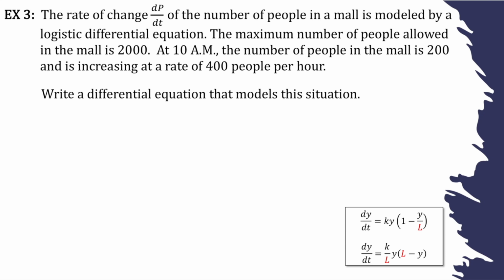Let's try another one. The rate of change, dP/dt, of the number of people in a mall is modeled by a logistic differential equation. The maximum number of people allowed in the mall is 2,000. At 10 a.m., the number of people in the mall is 200 and is increasing at a rate of 400 people per hour. Write a differential equation that models the situation.